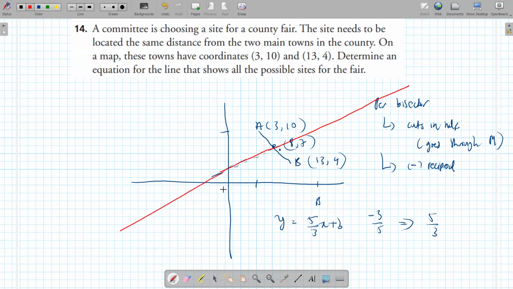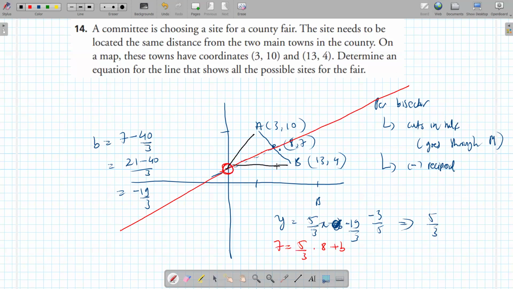If you drew this properly, you could probably find this point, which appears to be 0, 2. But let's see. 7 equals 5 over 3 times 8 plus b. So b is going to be 7 minus 40 over 3. So that's 21 minus 40 over 3, which is actually negative 19 over 3. So your equation is y equals 5 over 3x minus 19 over 3. And there we go. Any point on this red line will be equidistant to the two towns. It's not going to be the shortest distance. The shortest distance is going to be this. But any point is going to be equidistant.